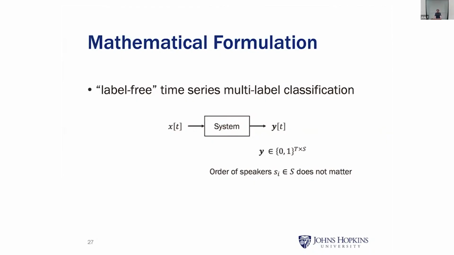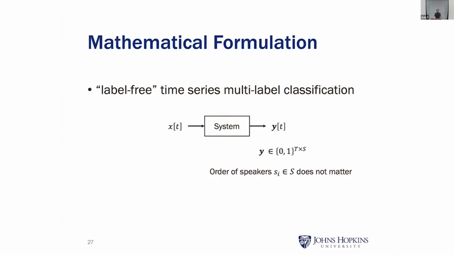So, a brief and easy mathematical formulation. Diarization is generally considered a label-free time series multi-label classification problem. What that means is we have some input sequence, and for each time step, we want to annotate which speakers are active. It doesn't matter what order they're in, it doesn't matter who they are, we just need to make sure that those labels are consistent across all time.